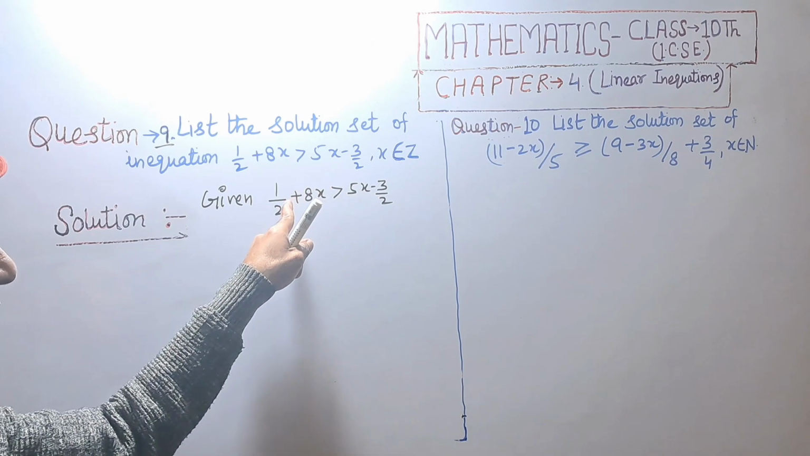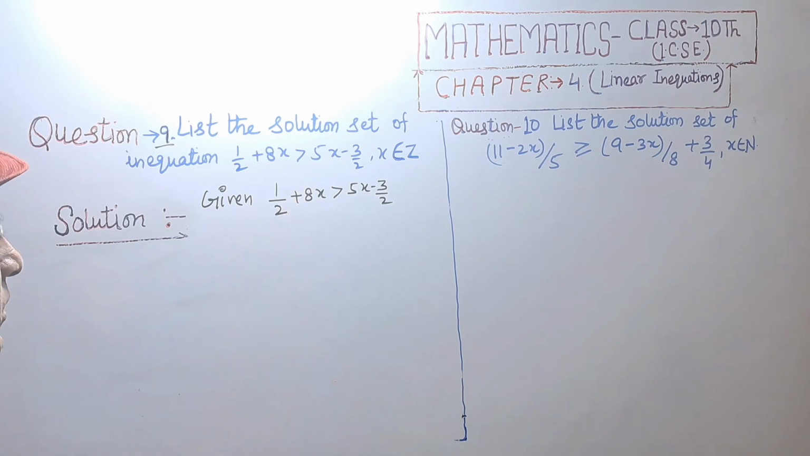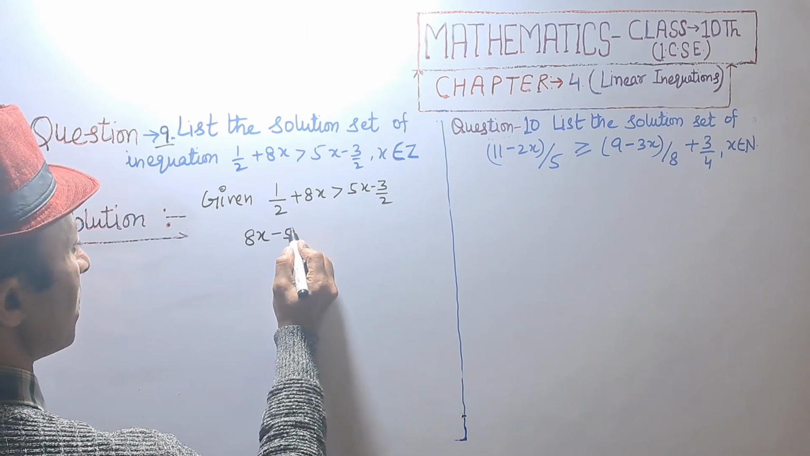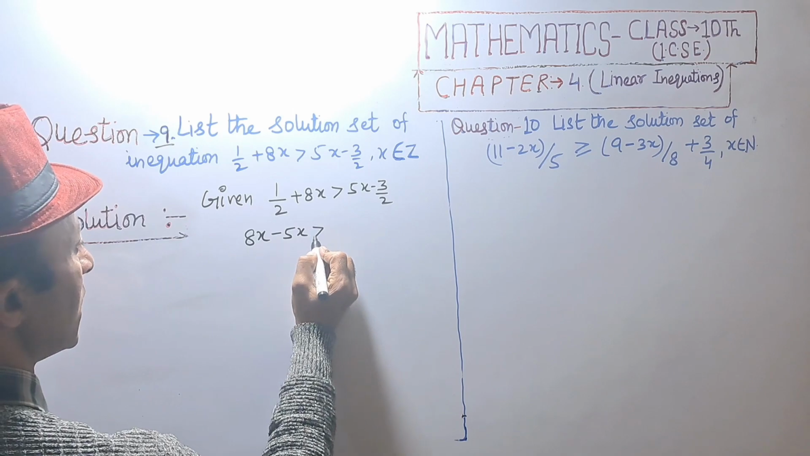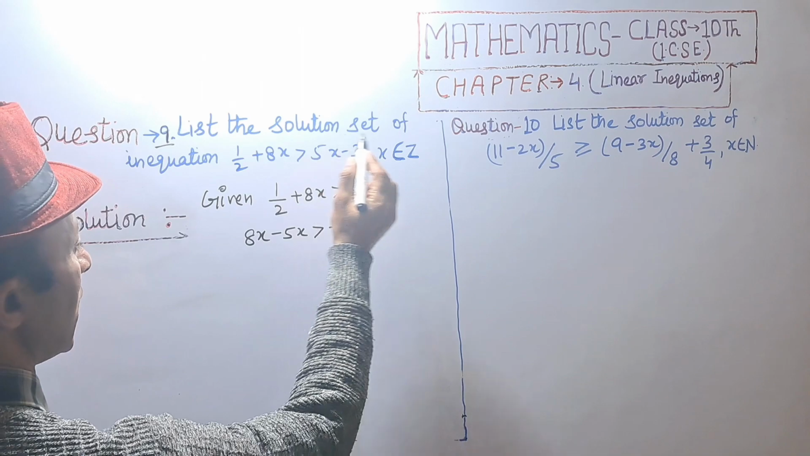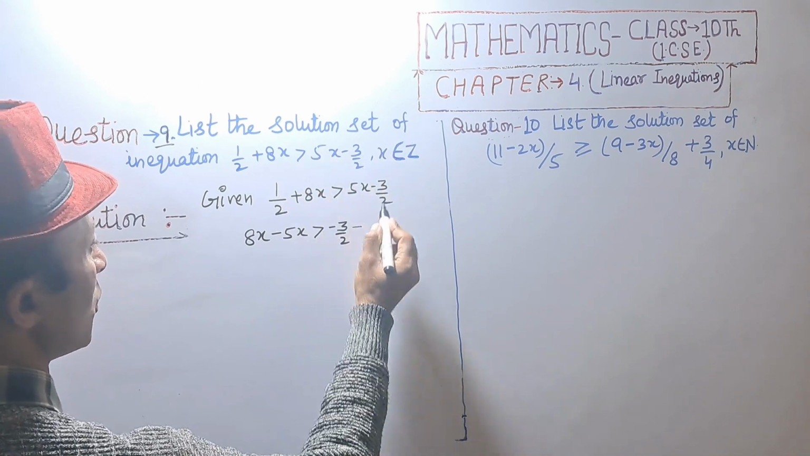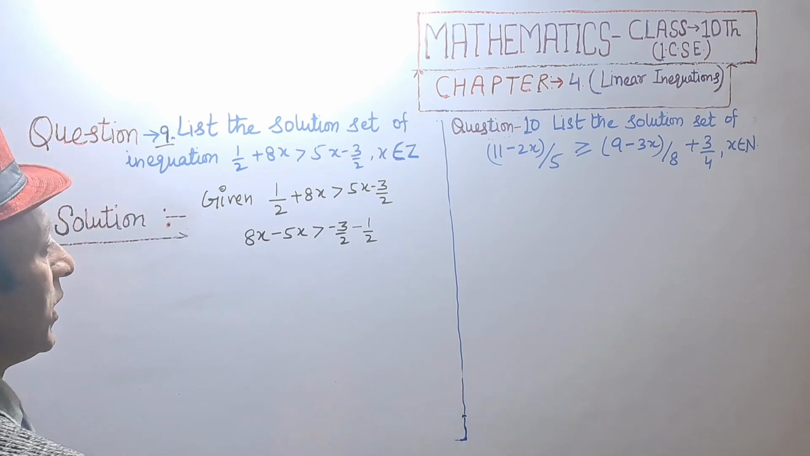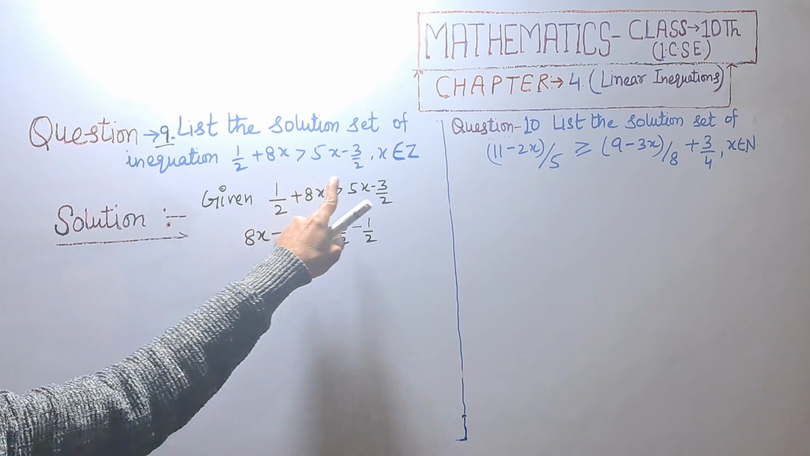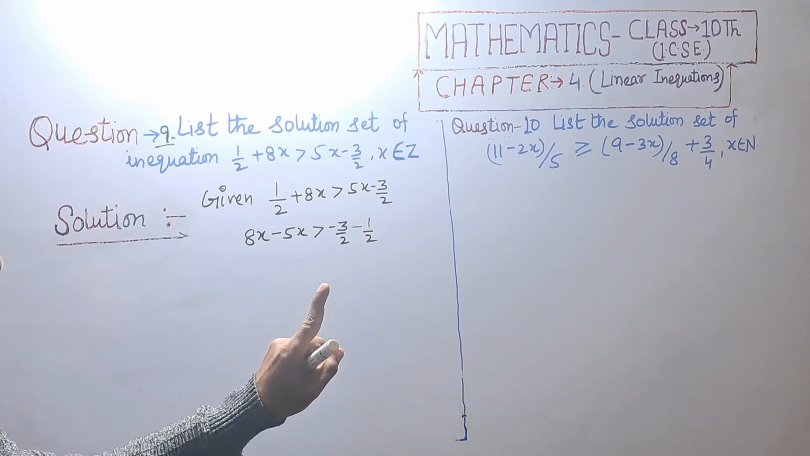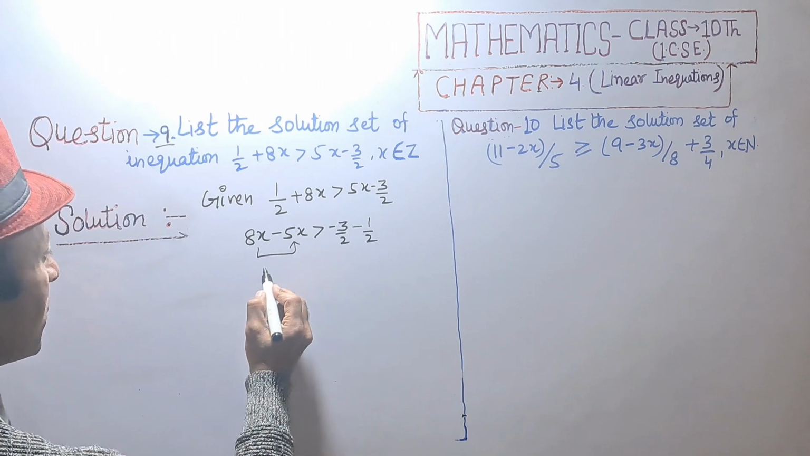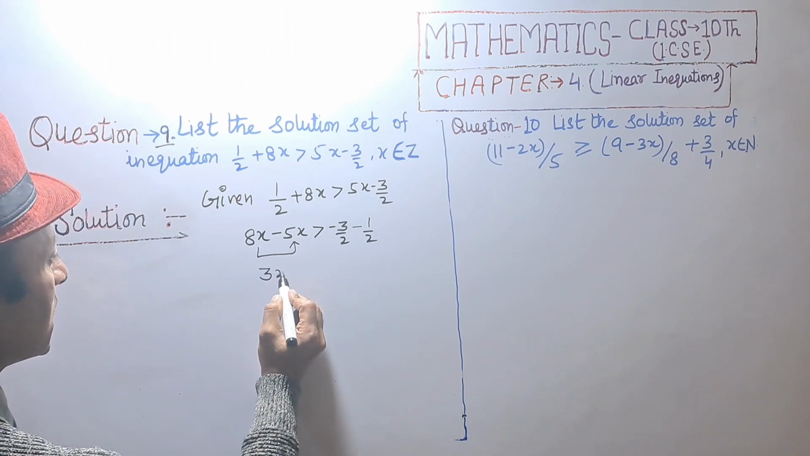We are shifting 5x to the left side, so 8x becomes 8x − 5x, greater than −3/2 as it is. And 1/2 will be −1/2 on the right, since positive 1/2 becomes negative 1/2. 8x − 5x is equal to 3x.